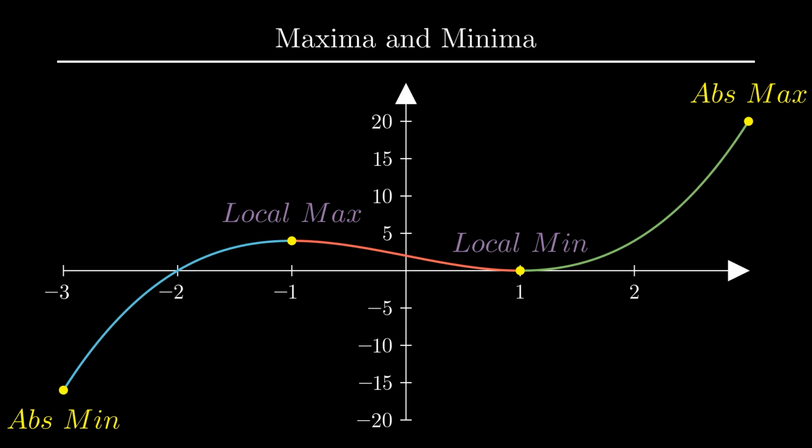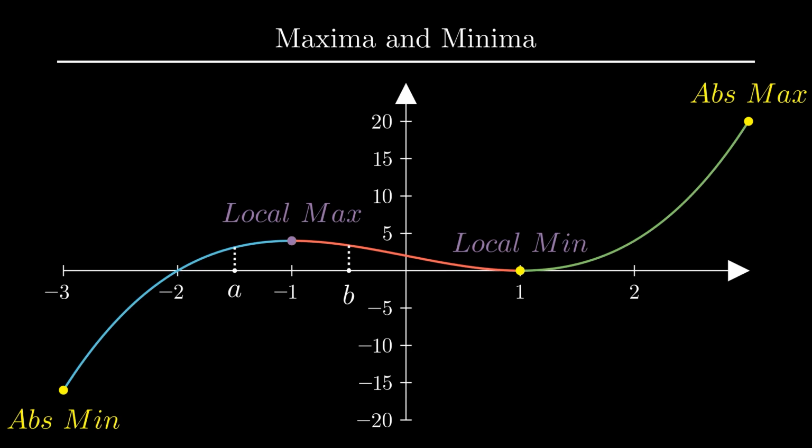Now let's discuss the concept of maxima and minima of a function. Maxima and minima of a function are the points on the graph of the function where the function attains its maximum and minimum values respectively. A local maximum is a point on the graph where the function attains a higher value than its neighboring points in the open interval around the point. It means if you move a little to the right or left of the point, the value of the function will be less than the value at that point.